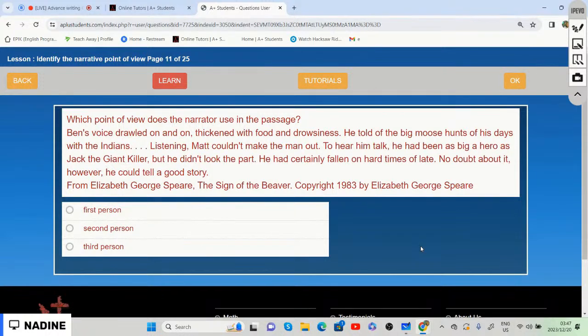And the last one, we're going to say: Ben's voice drawled on and on, thickened by the food and drowsiness. He told of the big moose hunts of those days with the Indians. Listening, Matt couldn't make the man out. To hear him talk, he had been as big a hero as Jack the Giant Killer. But he didn't look the part. He had certainly fallen on hard times of late. No doubt about it, however, he could tell a goofy story.